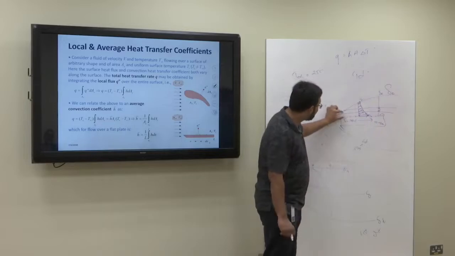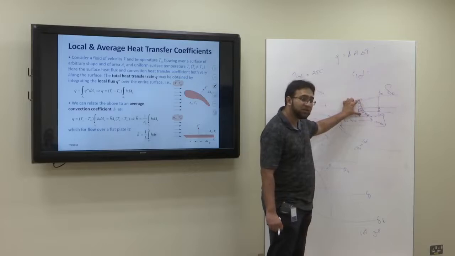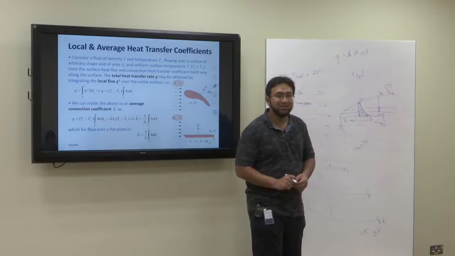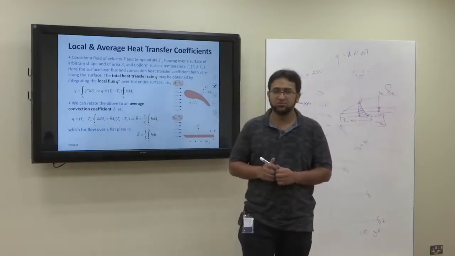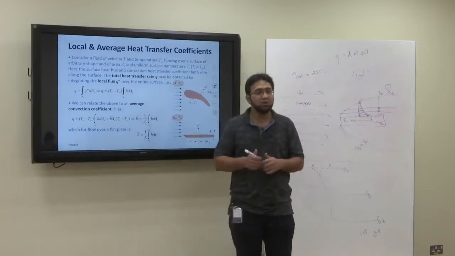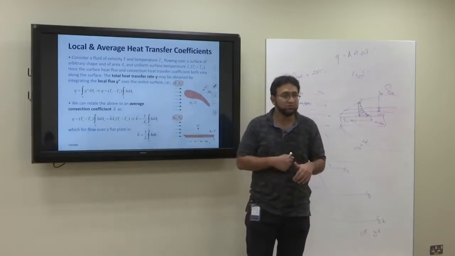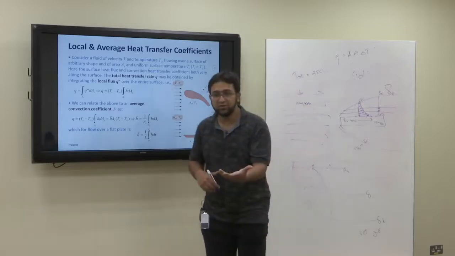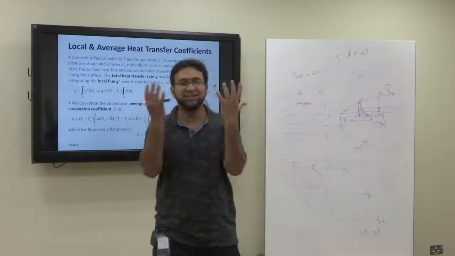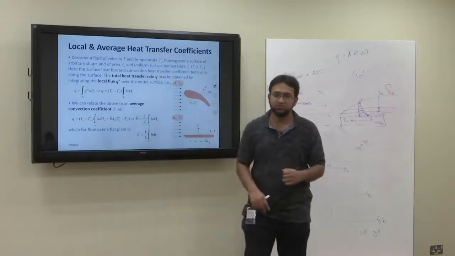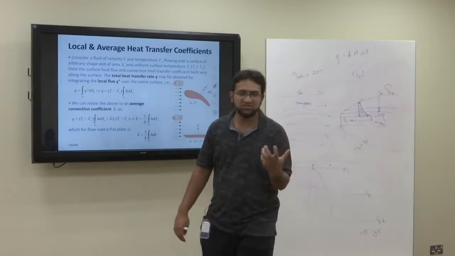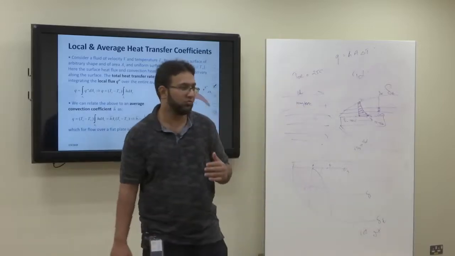It depends upon the thermal boundary layer thickness. The thermal boundary layer thickness behaves as a resistance. So larger the thickness, smaller will be the value of h. Smaller the thickness, larger will be the value of h. Larger the thickness, less heat can transfer. Smaller the thickness, more heat can transfer. So it behaves as a kind of resistance to the flow of heat.